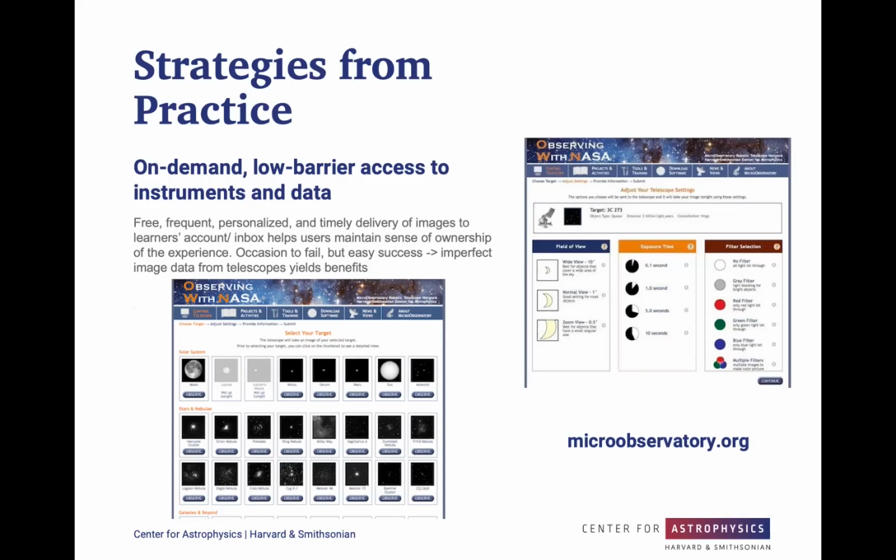And if 10,000 people ask for an image of the moon, we don't take 10,000 images, but we take 1 image and send it to 10,000 people. So that's our way of scaling and engaging more people. And also the design of the interface tries to help scaffold people through the steps of selecting an object and making choices for the telescope settings.